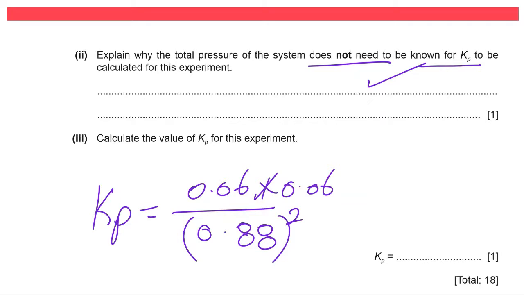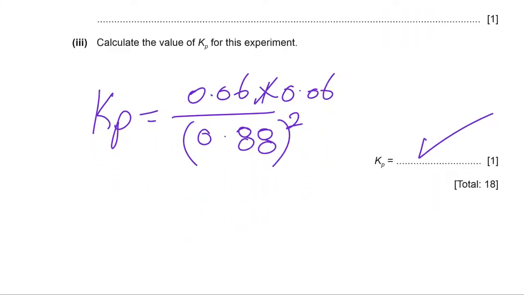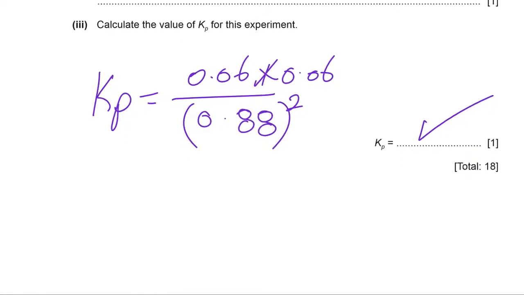Okay, and the result, I haven't calculated, but you may calculate this one to get the Kp, and there is no unit because Pascal or mole, it doesn't matter, they will cancel each other, so at the end you have no unit.